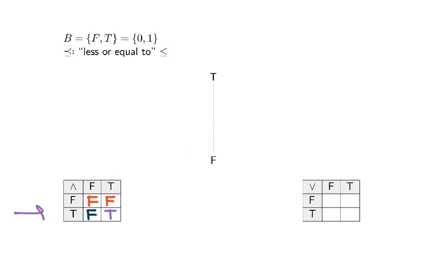So this is the table that we got for the operation meet. Think for a moment. Look at what we are getting here. False, false is false. True, false is false. False, true is false. And true, true is true. As you may remember, we are getting nothing but the truth table for the operator AND.